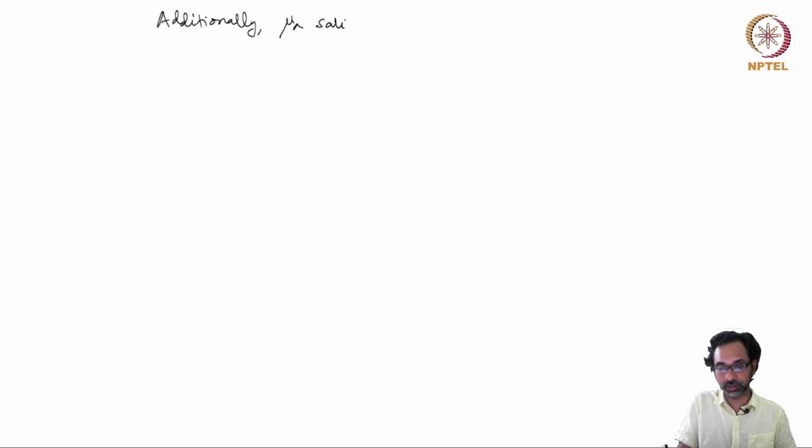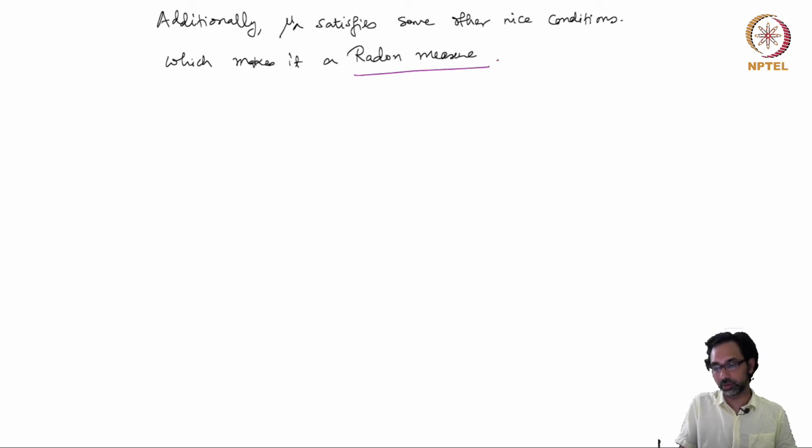Additionally, mu lambda satisfies some extra nice properties of regularity, which we call regularity of the measure, which makes it what is called a Radon measure. So this mu lambda that is induced by the positive linear functional lambda is a so-called Radon measure. Before we come to the proof of the Riesz representation theorem, let's look at the definition of a Radon measure and see some nice properties that Radon measures enjoy on locally compact Hausdorff spaces.